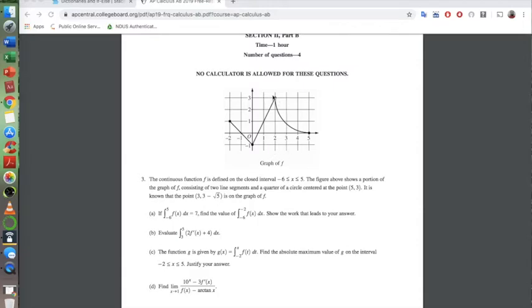Right, so we know that this part is a quarter circle, these two parts are straight lines, and that quarter circle has a center of (5, 3), that part right there. And so we know the radius is equal to 3. This is a simple quarter circle, and we know that this point here at x equals 3, y is equal to 3 minus root 5. That'll be important for one of our questions.